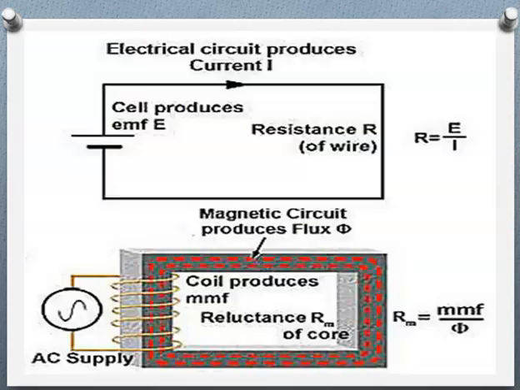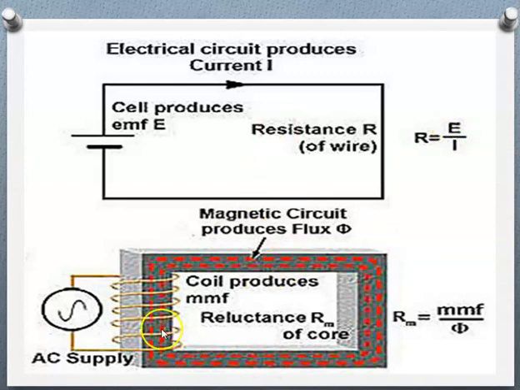Now, let's see the analogy between electrical and magnetic circuit. This is the electrical circuit having a cell or battery with EMF, electromotive force, denoted by E. R is the resistance of the wire connecting this battery, and I is the current flowing through this wire. According to Ohm's law, we can write that R is equal to E upon I, where R is the resistance of the wire, E is the EMF, and I is the current.